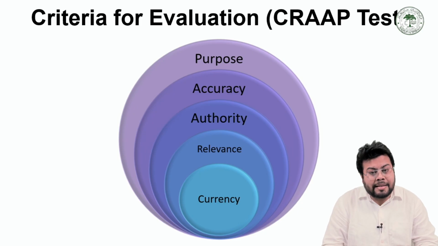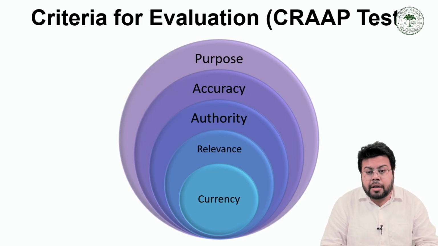Then the other A stands for accuracy. Accuracy refers to the reliability and correctness of information. Researchers should ask: is the argument supported by evidence or not? Are references clearly cited, or are there some misleading references? Are the statistics verifiable, or are they unverifiable? Has the source been peer reviewed or not?